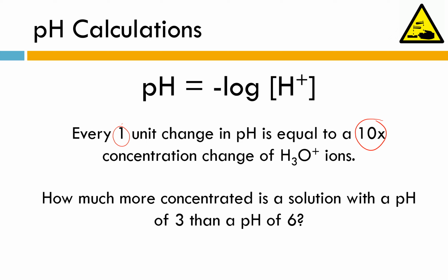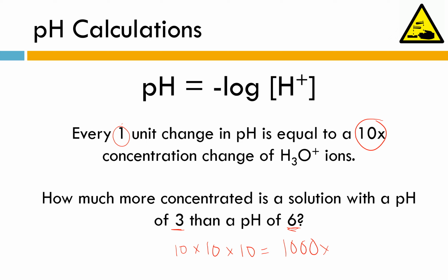So if we have a solution that has a pH of 3 and another one that has a pH of 6, hopefully we know that the pH of 3 has a greater concentration of H plus ions than the pH of 6. For acidic solutions, the lower and lower you go, the more H plus ions in solution. So as far as calculating how many more times concentrated the pH of 3 is, that's a 3 unit change, so I'd say 10 times 10 times 10. Or the solution with a pH of 3 is 1,000 times more concentrated in terms of H plus ions than the solution with a pH of 6.